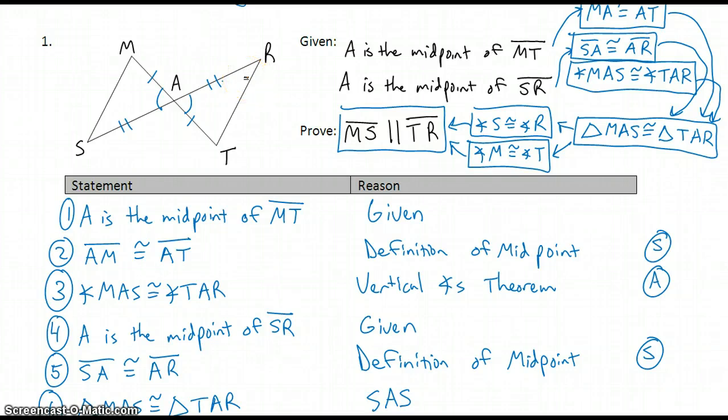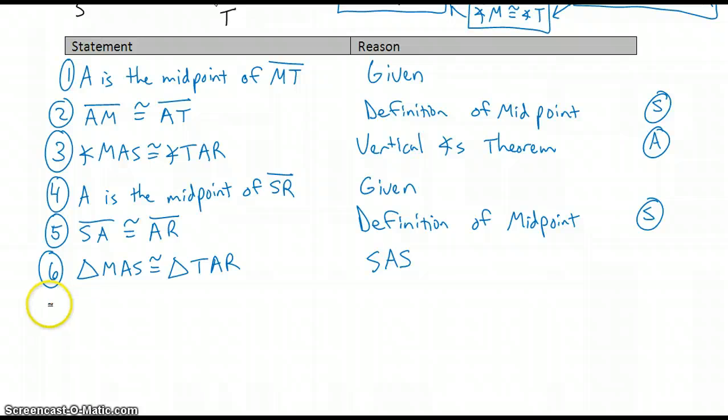Well, I need to pick the piece of information that will prove that my line segments are parallel. So I want to pick one of these pairs of angles. It doesn't make a difference. I'm just going to pick one. I'm going to say that angle S is congruent to angle R. If you look, they're corresponding parts of congruent triangles.